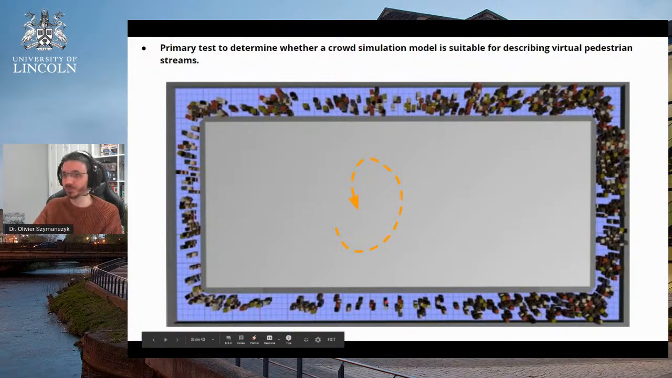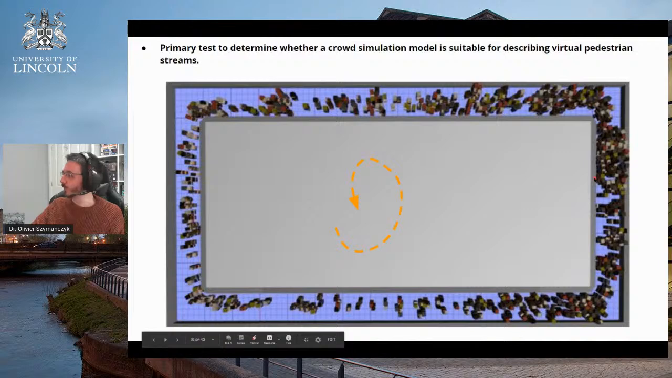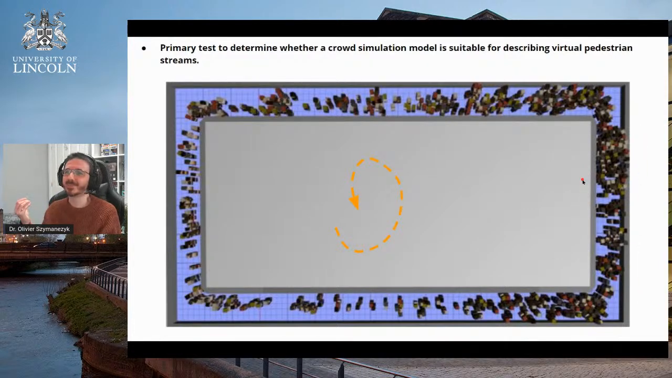And if the results that we get in terms of velocity and density follow the same trend as the fundamental diagram from a real crowd, that means it's great. Our crowd simulation behaves realistically. If it doesn't follow the same trend, that means we've got a problem with our simulation somewhere. So for instance, if we take a crowded environment and the speed, as in the velocity of each individual, doesn't go down, that means we've got something wrong somewhere.